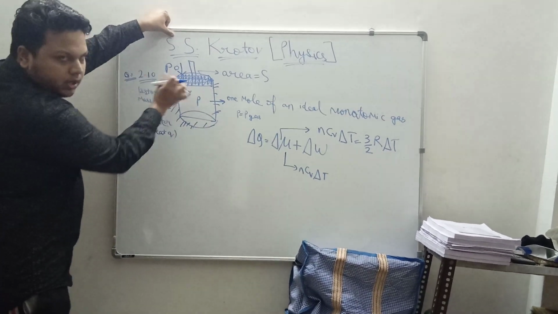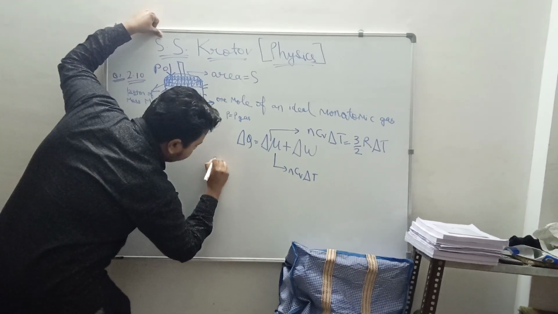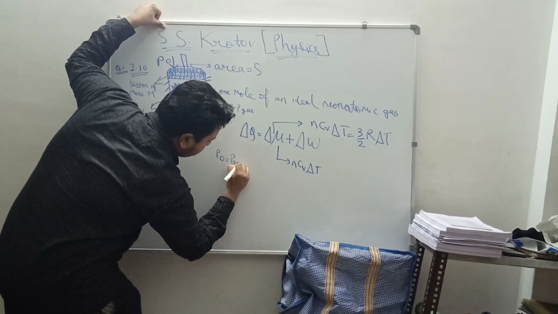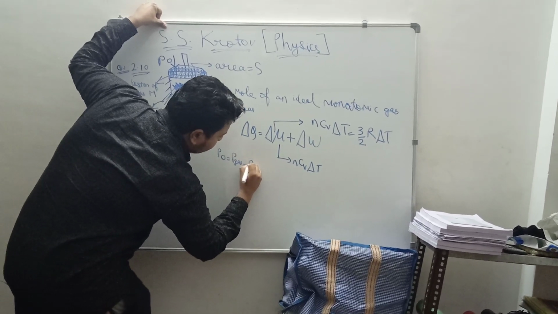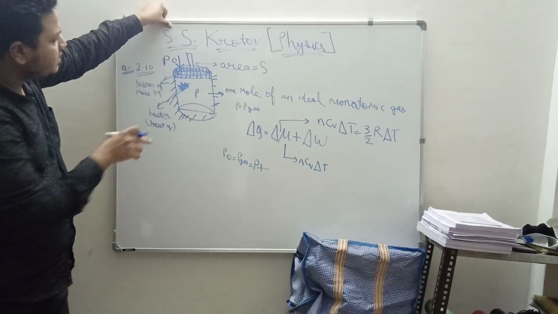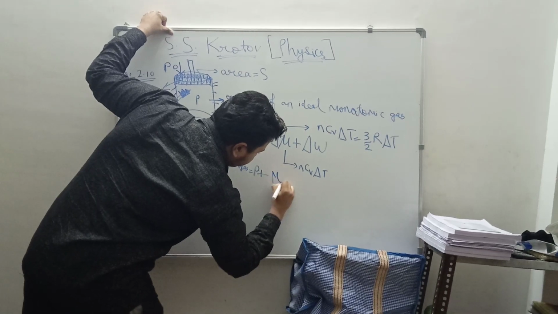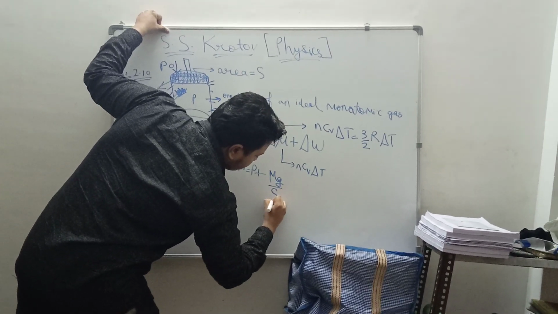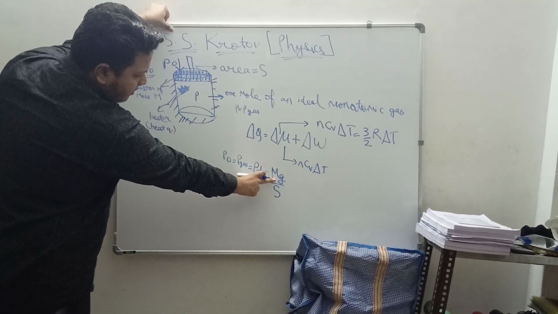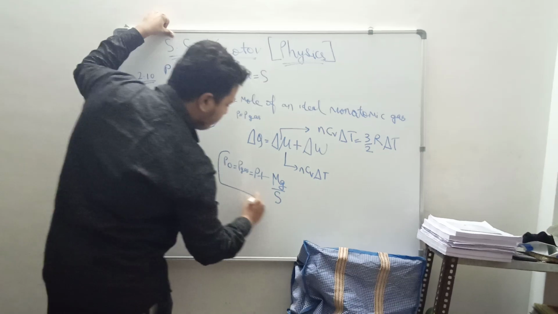pressure is P naught. Since they are in equilibrium, we can easily establish that atmospheric pressure P naught should be equal to pressure of the gas, which is P, plus it is also balancing the mass of the piston. So it is also providing a force here, and pressure is equal to force upon area. So it is equal to mg upon s, where s is the cross section area of the piston, and m is the mass of the piston. So this is the basic equation which we have to use here.